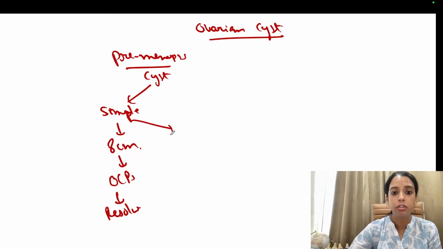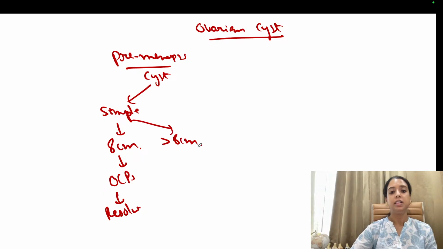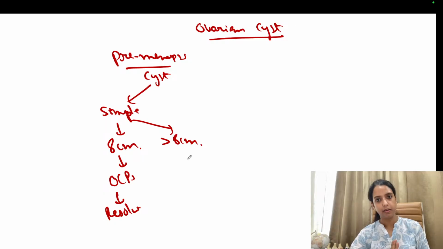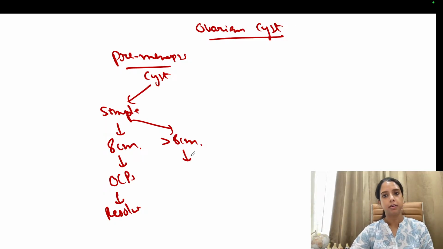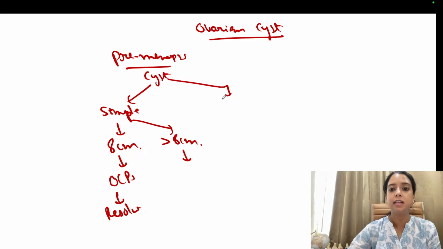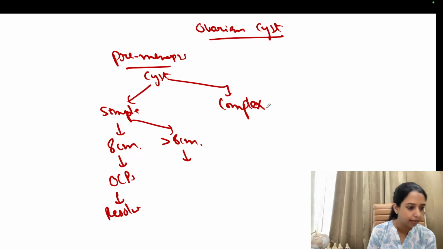But if it's a huge cyst, it is a big cyst. Cyst should not be that big. Then I will go for tumor markers. Similarly, if the cyst is a complex cyst, it has internal septations, it is bilateral.